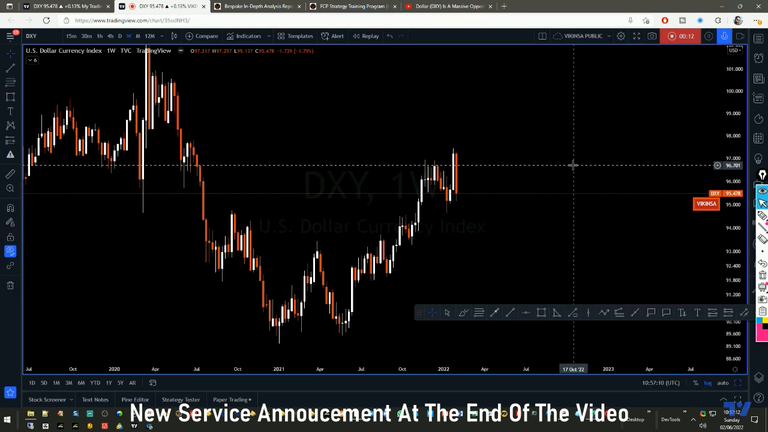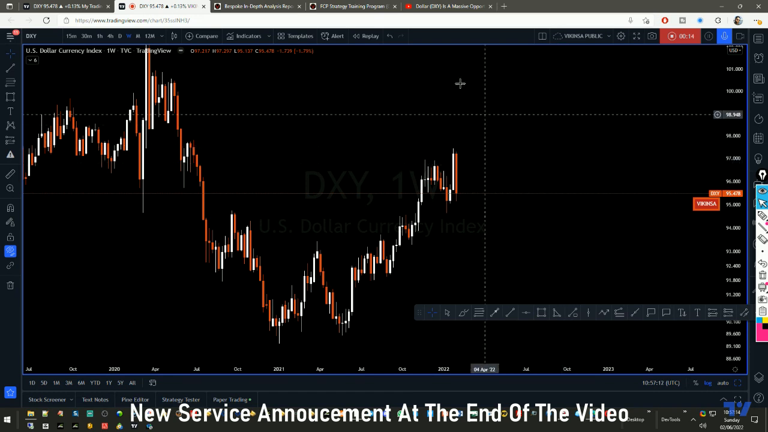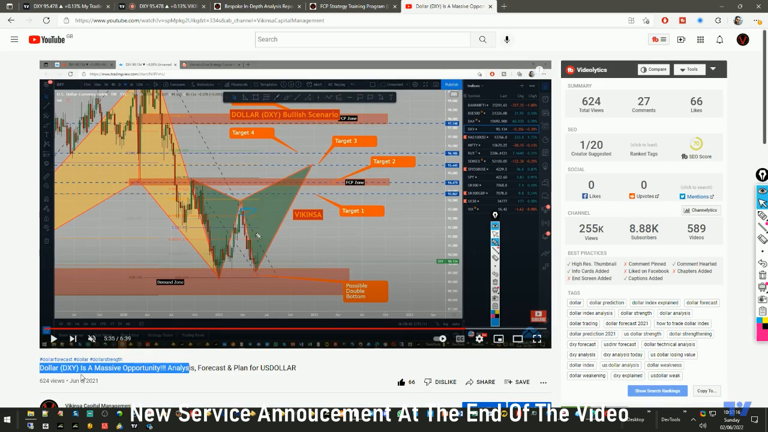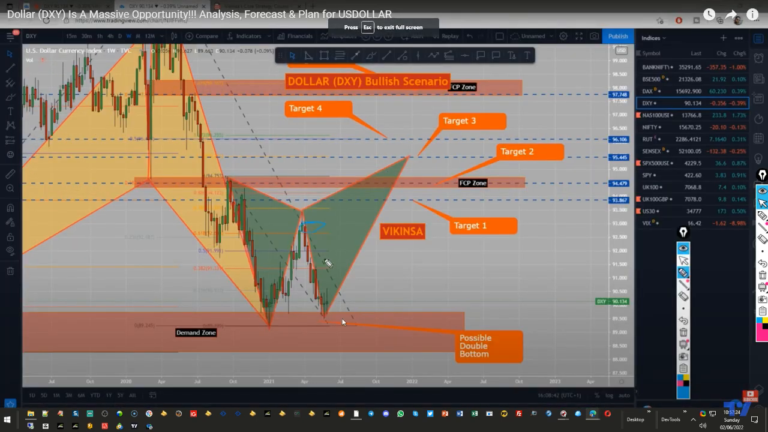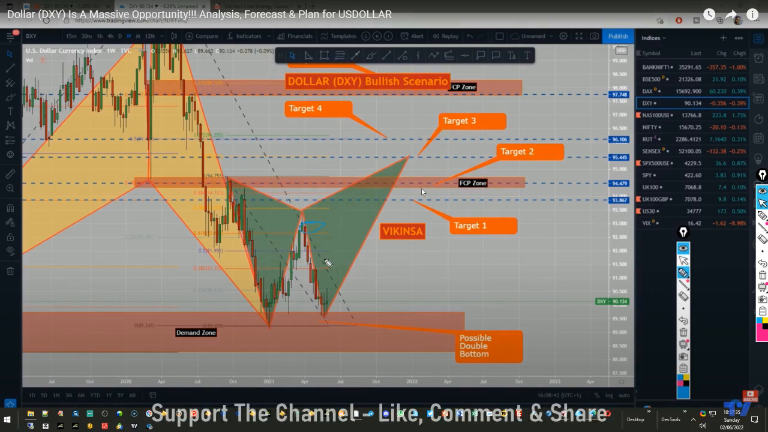Everybody has been talking about the dollar because of its strength and because of interest rates. Just to give you a little bit of an idea of what we have been looking at since last year, we posted this on June 6, 2021, and we said the dollar could be a massive opportunity because we were expecting the dollar to rise from near about the 89.5 level, where it created this double bottom, all the way to 97 after going through some of these targets. Now it has hit all of our targets.